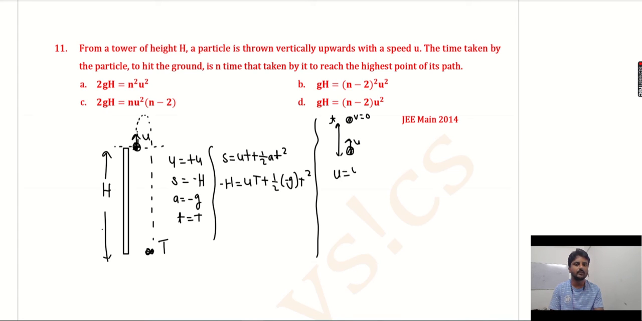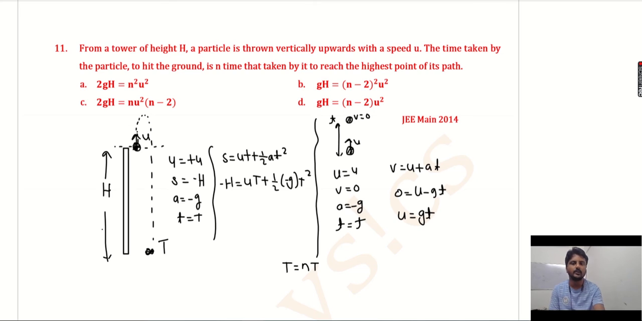We can write u is equal to u, v is equal to 0, a is equal to minus g, and time taken is t. So v is equal to u plus at. So 0 is equal to u minus gt. So u will be equal to g into t. Now it is given that the time taken by the particle to hit the ground is n times, means capital T is equal to n times of small t.